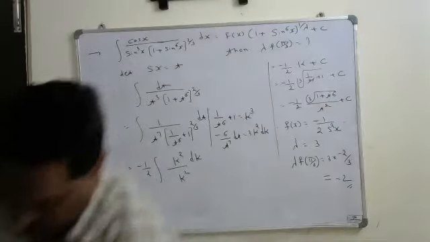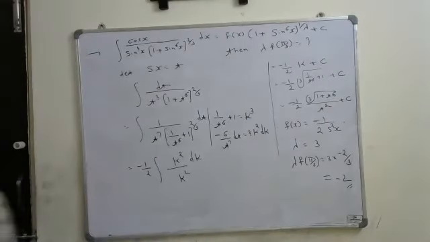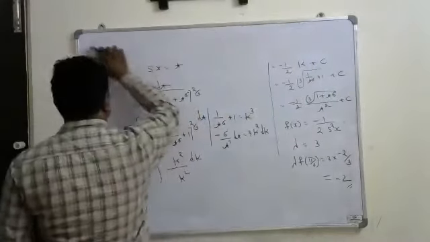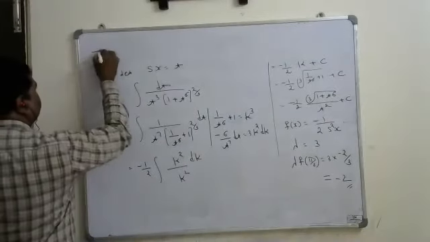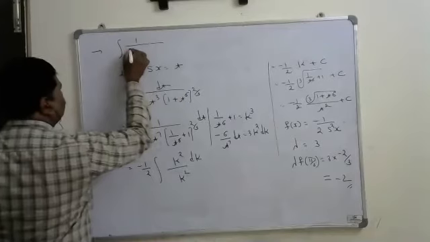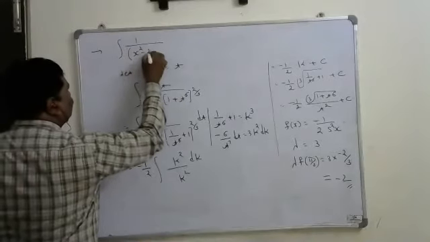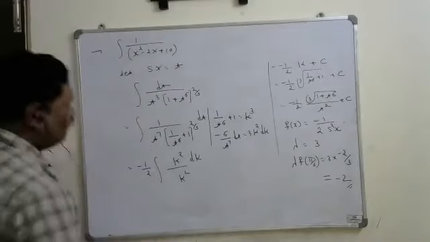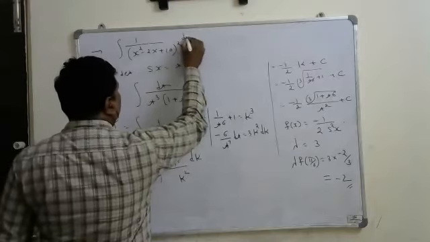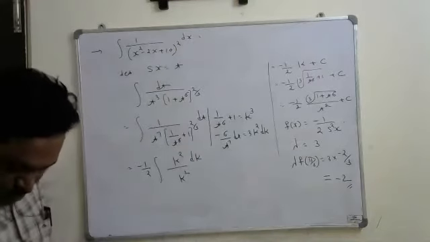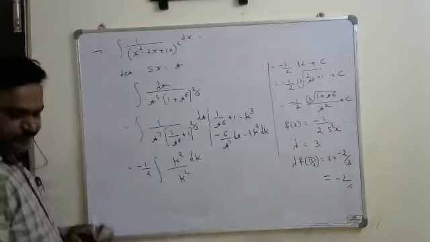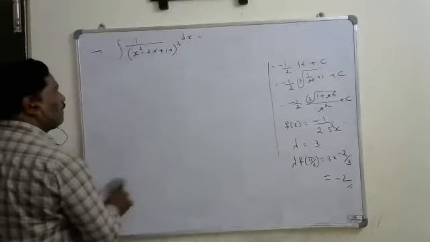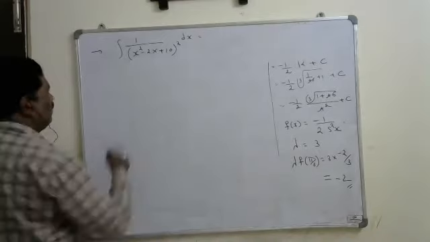Yes, sir. Next, look at the next problem. Observe the next problem, which is integral 1 upon (x square minus 2x plus 10) whole power 2 dx. So we have to simplify this problem. Tell me what we can do here. Perfect square format.